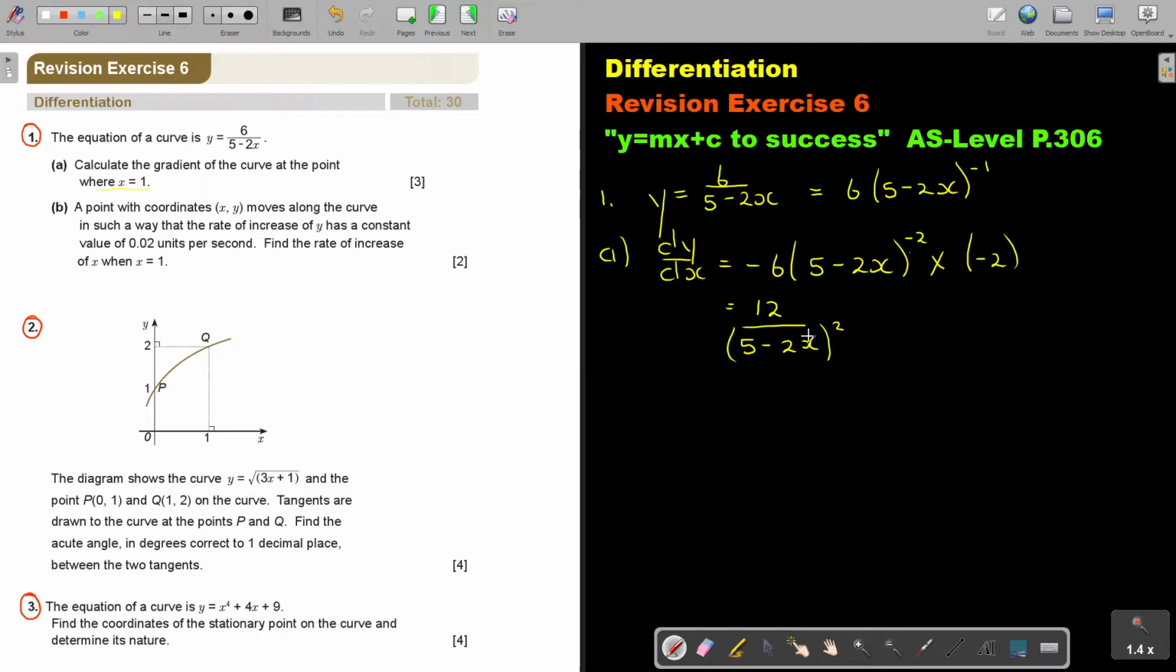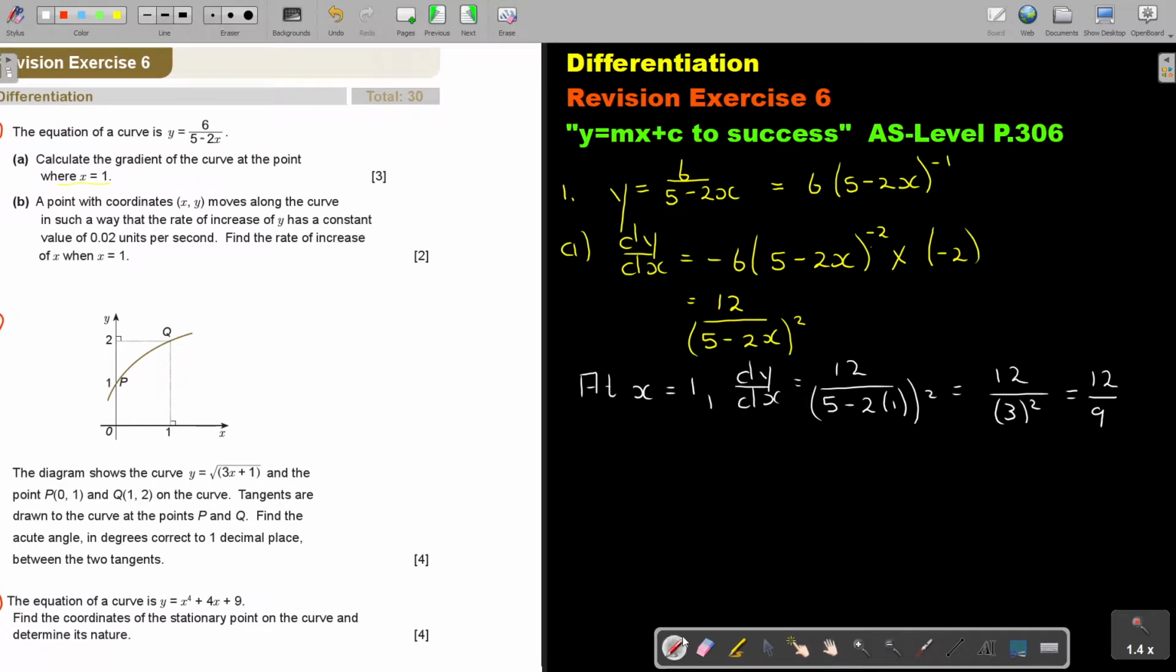Now, I'm going to say at x equal to 1, dy over dx is equal to 12, and now I just substitute the 1 in. And that's going to be 12 over 5 minus 2, that's going to be 3 squared, and that's 12 over 9. And if I simplify that, it's going to be 4 over 3. Okay, so that is what the gradient is going to be.